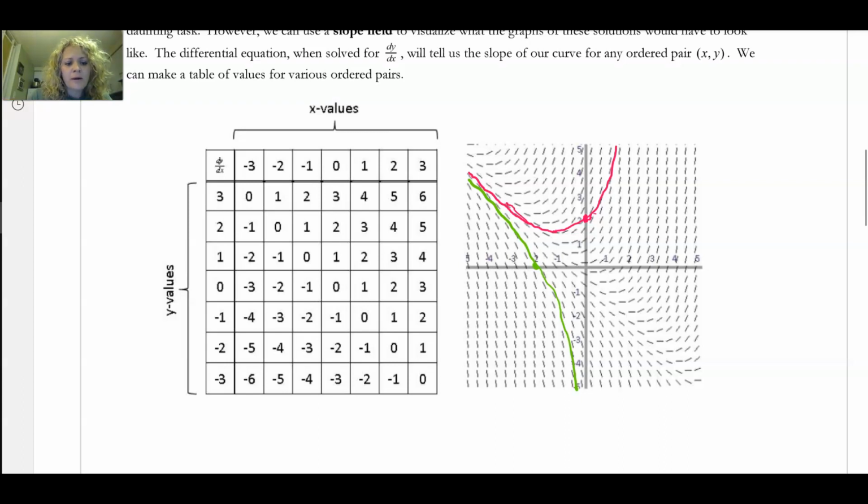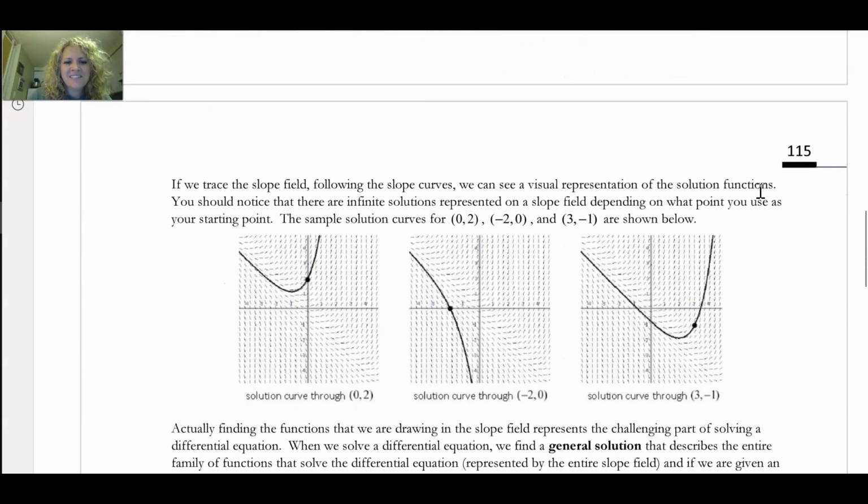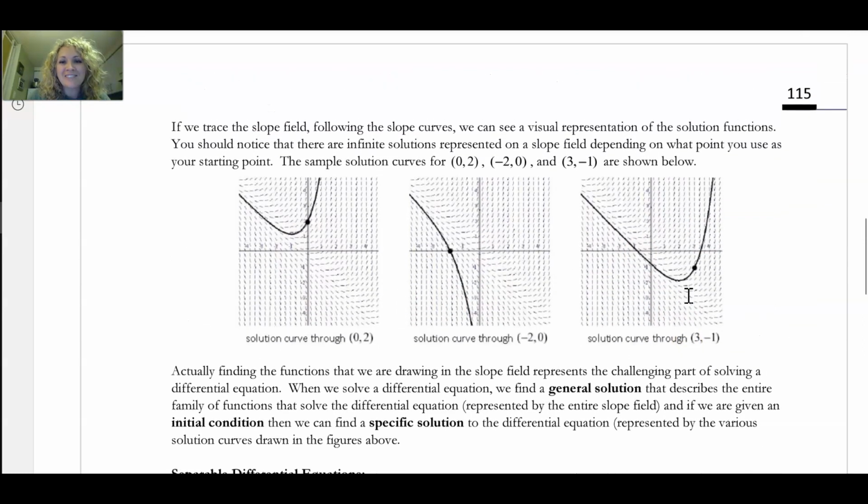We could do a couple more points, but what I really just want to point out to you is if we go to this next page, on page 115 in the spiral, you can see a couple of different points that are traced through the slope field. So you can see a visualization of different solutions. So even though we are not going to learn how to solve that particular differential equation, we can picture what some of the solutions look like. So please do read the text through this paragraph at the top of page 115.